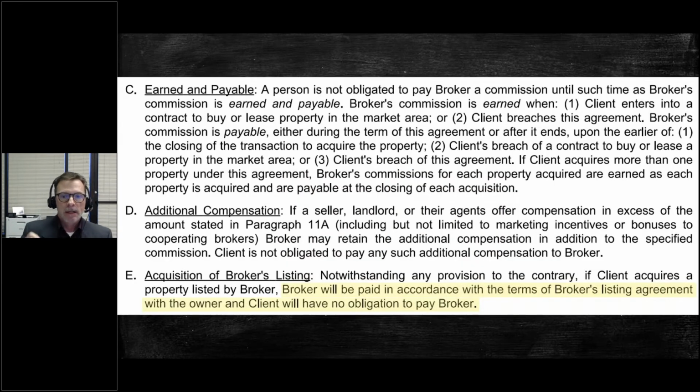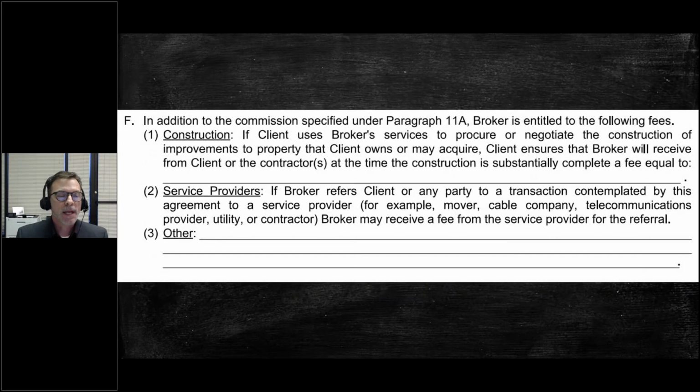Important to bear in mind. In an intermediary situation, broker's compensation is determined by the terms of the listing agreement. Subparagraph F talks about some other situations. So in addition to the commission specified under 11A, broker is entitled to the following fees.